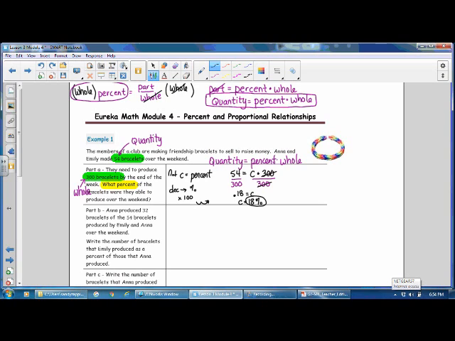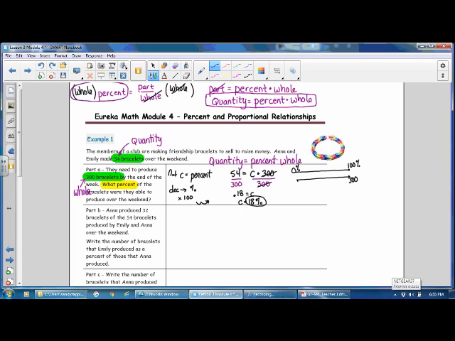So let's compare this to what we know about double number lines. So we'll use 2 bars. One of them will represent the percent and one of them will represent the bracelets. On the left we have 0% and on the right we have 100%. And 100% represents the total number of bracelets. The total number of bracelets that they need is 300, so that matches up with the 100%.